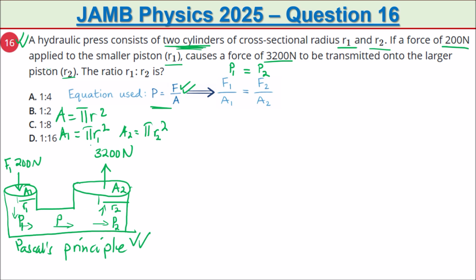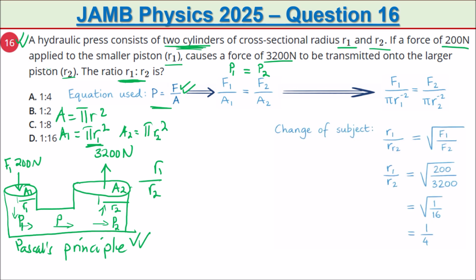But how do we calculate area? We have pi r1 squared and pi r2 squared. So we can do our substitution and have force 1 over pi r1 squared is equal to force 2 over pi r2 squared. Once this is done, we are looking for the ratio of the radii. So we need to make r1 over r2 the subject of the formula, and by doing that we are going to have something like this.